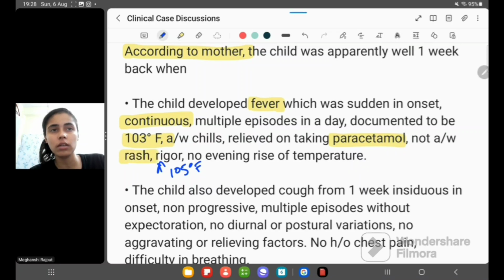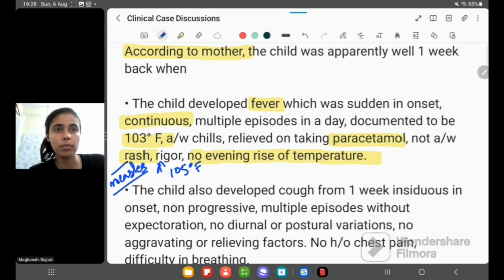If it would have been associated with rash, we would be thinking of measles, because it is the most common infection in children, fever with rash. Other than that, if there are papules and pustules, or vesicles, we can think of chickenpox also, which is common in childhood. There is no evening rise of temperature.